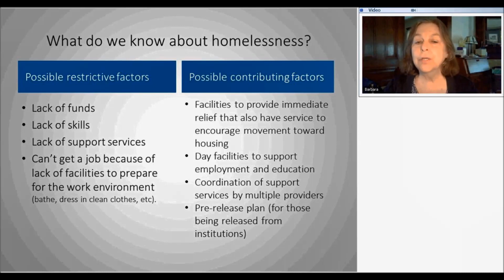Some things that could contribute to them moving out of homelessness are that there are facilities that provide some immediate relief so that they can be encouraged to move forward, and that there are some services to help them do that. That there are day facilities to help support people getting to work or getting the kids to school. That there's a coordination of support services by multiple providers, and that when people are released from an institution, they have a release plan that gives them some way out of homelessness.